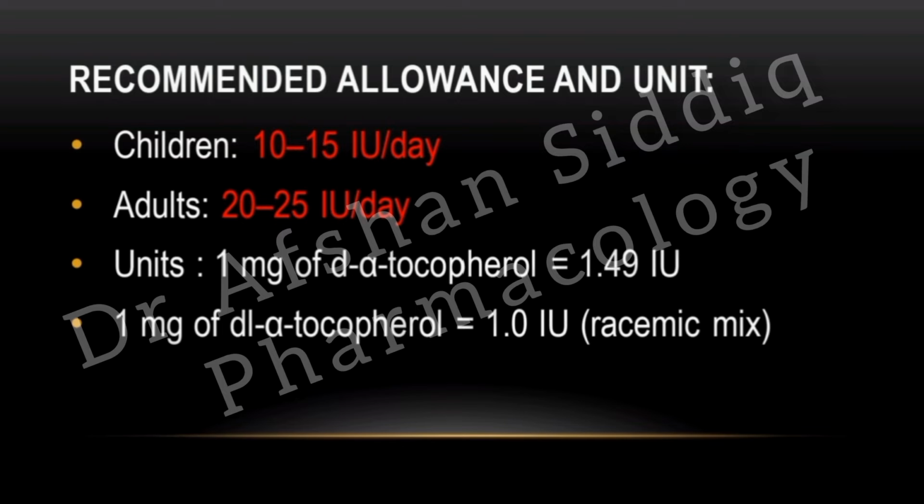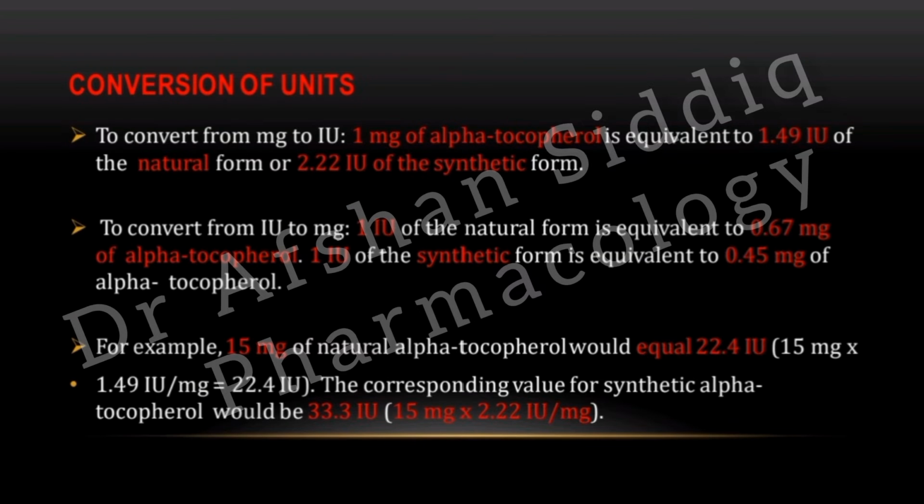Now come to the conversion of units, international units into milligram and milligram into international unit. The first conversion is from milligram to international unit: 1 milligram of alpha tocopherol, as I said, is equivalent to 1.49 international units of natural vitamin E, while 1 milligram of alpha tocopherol is equal to 2.22 international units of synthetic form. Now you can understand that the synthetic form contains more international units when it is administered.